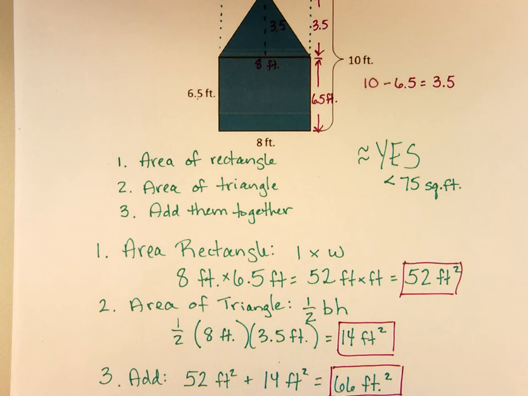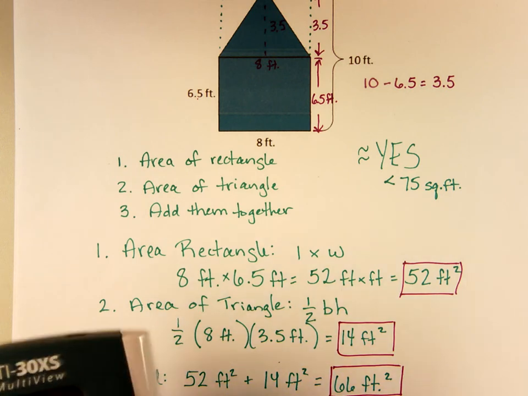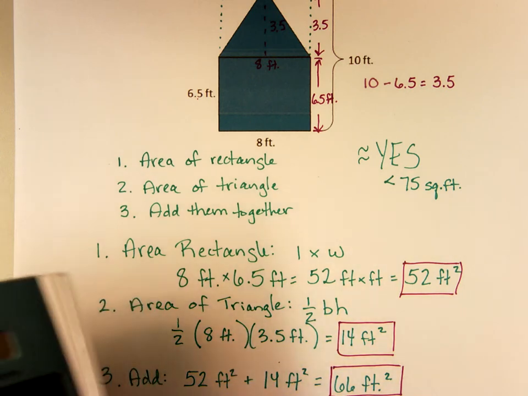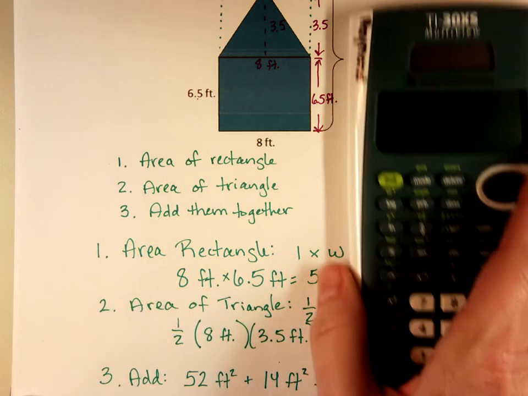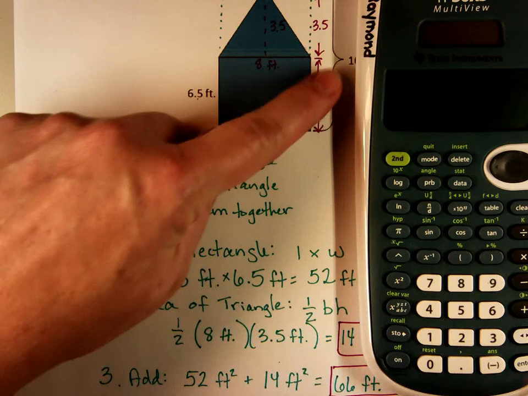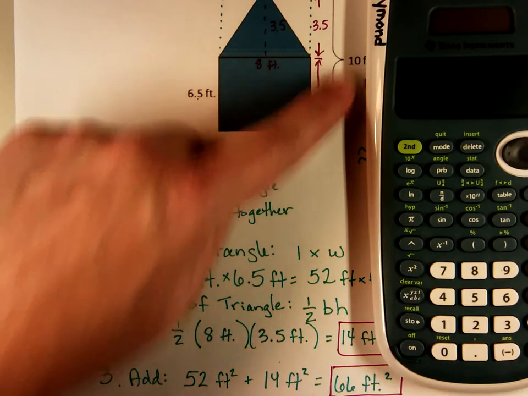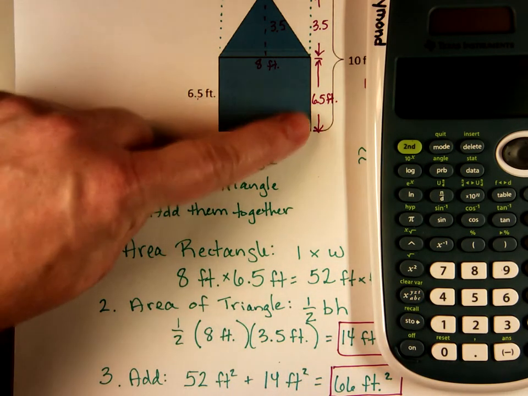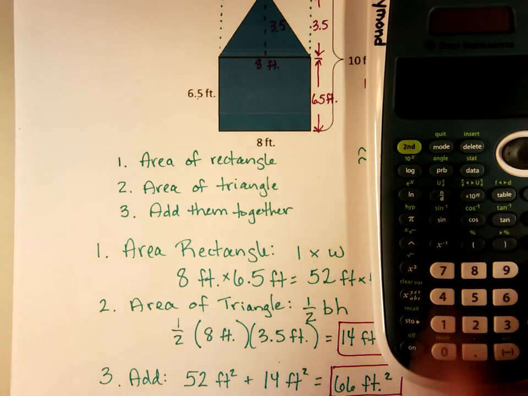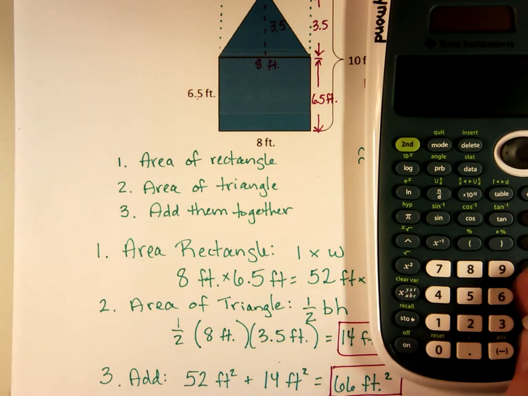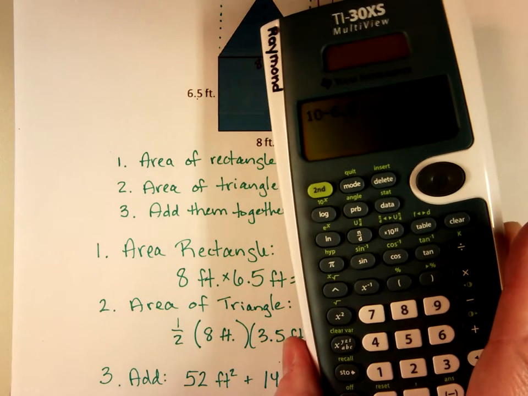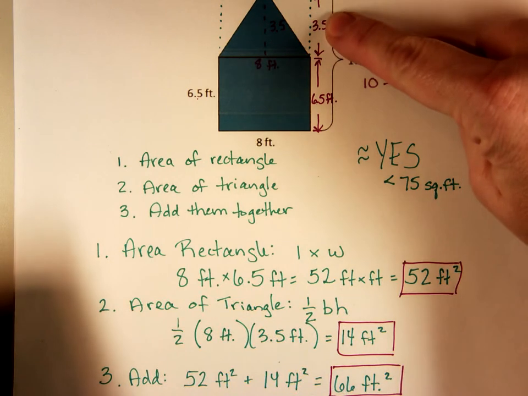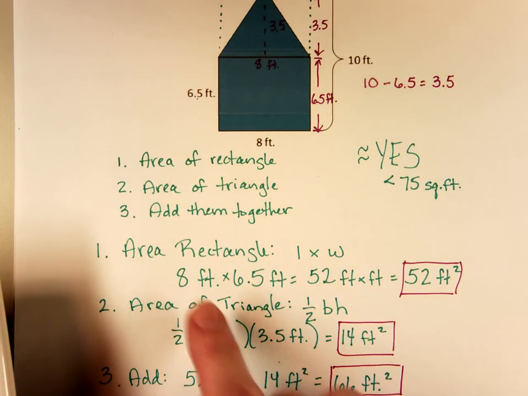Now, it's always important to double check our math, which we'll do very quickly here. I do want to double check this piece here. You see where it says 10 feet? And this section here we knew was 6.5. Let's go ahead and just double check that. We'll do 10 minus 6.5, and we get 3.5. Good, and that's the piece that I used.